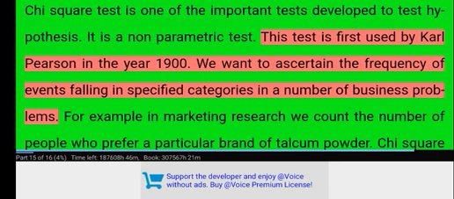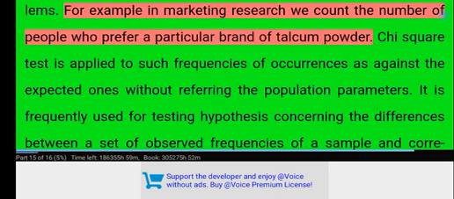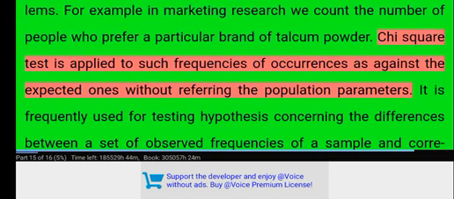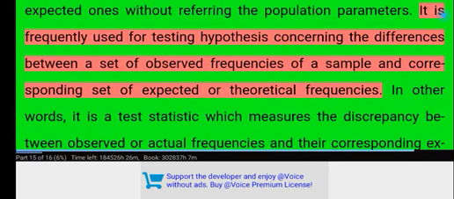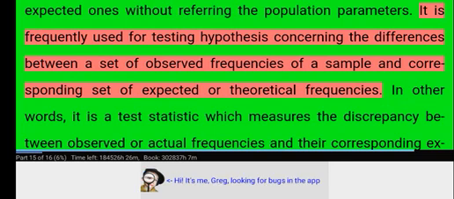We want to ascertain the frequency of events falling in specified categories in a number of business problems. For example, in marketing research we count the number of people who prefer a particular brand of talcum powder. Chi-square test is applied to such frequencies of occurrences as against the expected ones without referring to the population parameters. It is frequently used for testing hypotheses concerning the differences between a set of observed frequencies of a sample and the corresponding set of expected or theoretical frequencies.